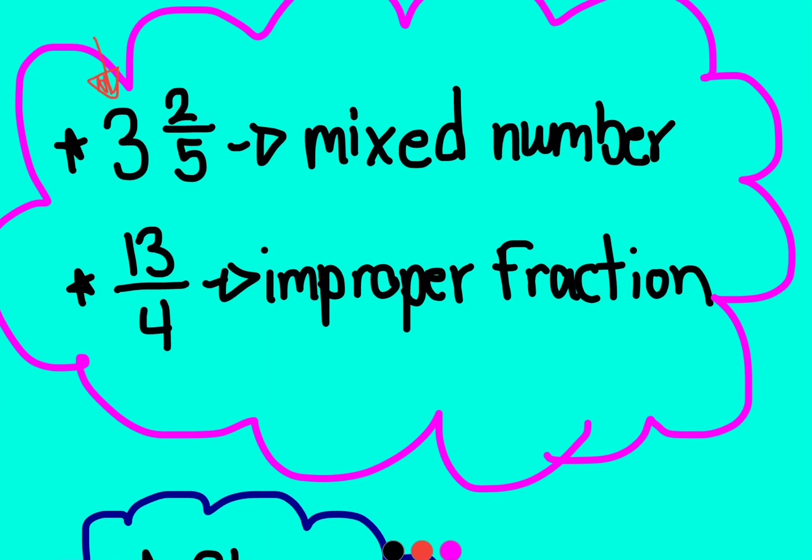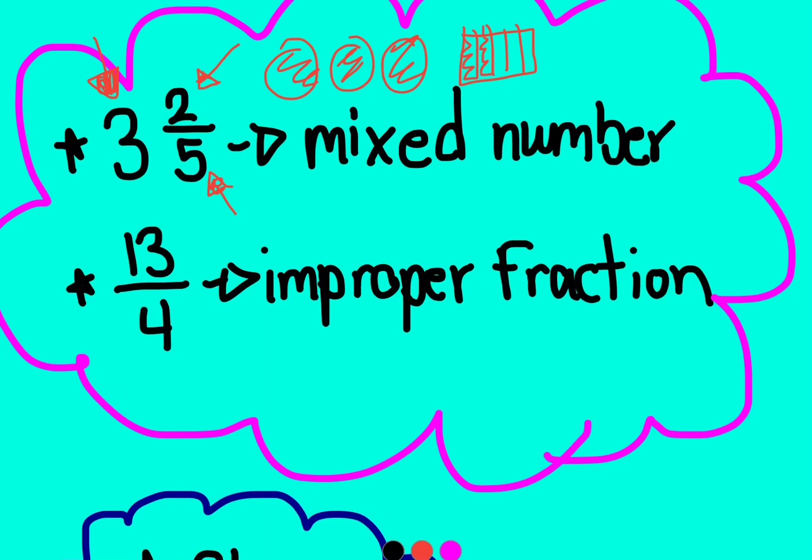I ate 3 whole pizzas. Every pizza was cut into fifths, and I ate 2 of the last one. So if I was to do a visual for that, I would have 3 whole pizzas that were eaten, 1, 2, 3. And I would have 2 fifths. It's hard to do fifths with circles, so I have to draw like this. I ate 2 fifths of the last pizza.